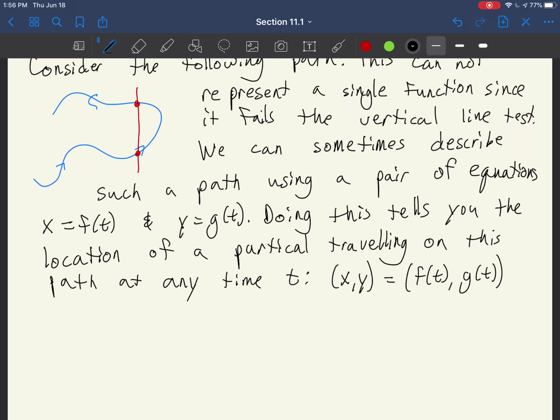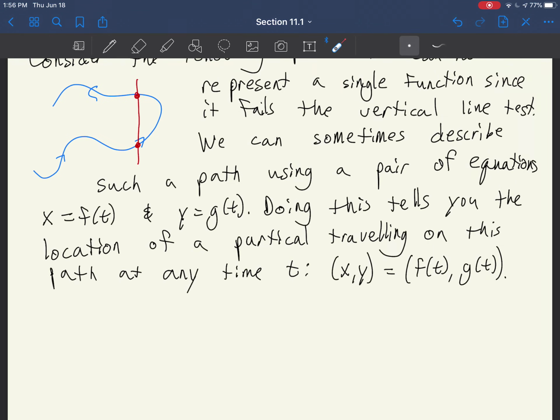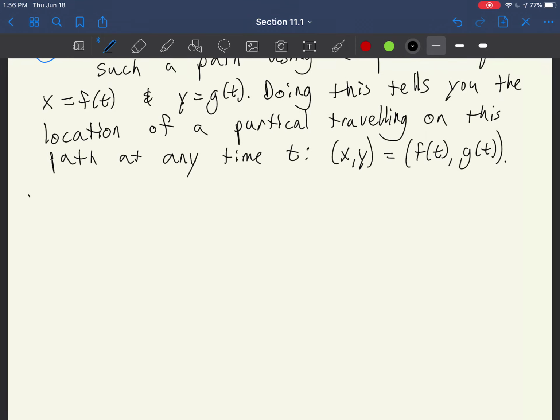So you have the coordinate x, y would equal the coordinate f of t, g of t. So if you wanted to figure out where the particle is after 10 seconds, you would just plug in 10 for t, assuming your time was measured in seconds. And also, because we can talk about where the particle is at a certain time, we can talk about the direction of the path, which is why we drew the arrows. I'm saying that the particle started here and then moved along the path in this direction and then ended here.